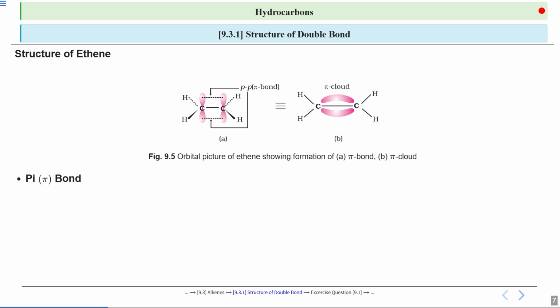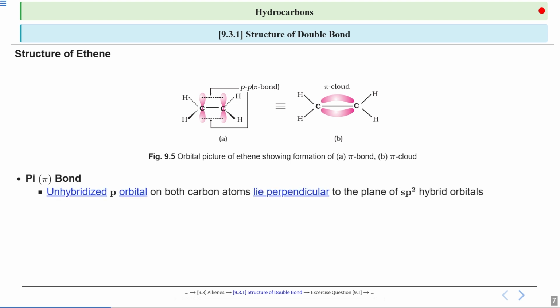First of all, let us focus on the pi bond in ethene. Pi bonds in ethene are formed by the sideways overlap of p orbitals. This is different from sigma bonds, which are formed by the head-on overlap. Understanding this distinction is important because pi bonds are generally weaker and more reactive than sigma bonds.